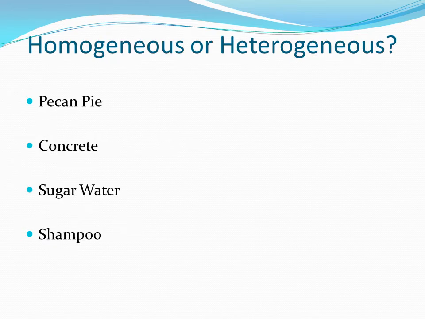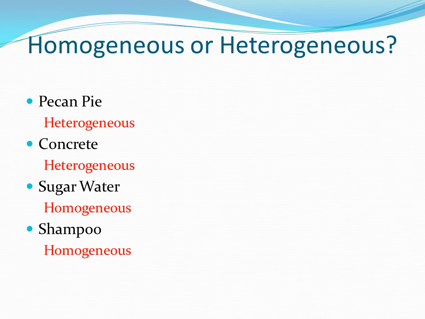Now let's determine if these examples are examples of homogeneous or heterogeneous mixtures. You have pecan pie, concrete, sugar water, and shampoo. So for pecan pie, you have a pie crust, you have some pecans, several other things. We can consider this to be a heterogeneous mixture because it is not the same throughout. The same goes for concrete. Concrete is made up of a mixture of sand, rocks, aggregates, etc. It's not the same throughout, therefore it's heterogeneous.